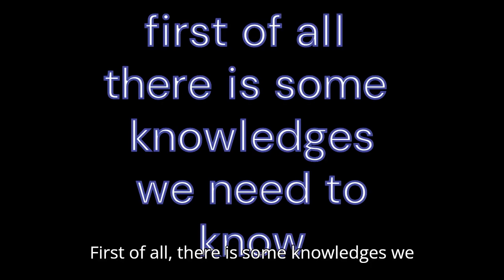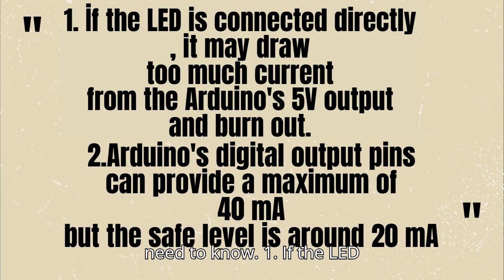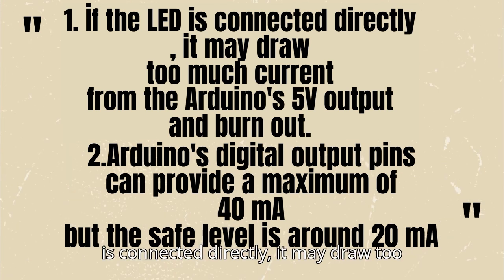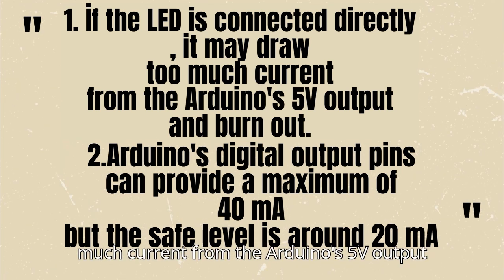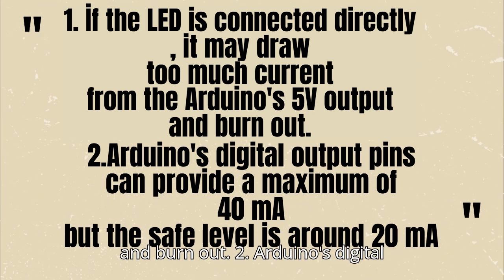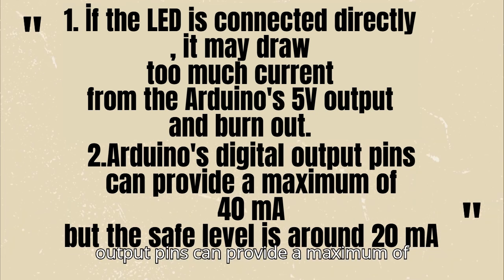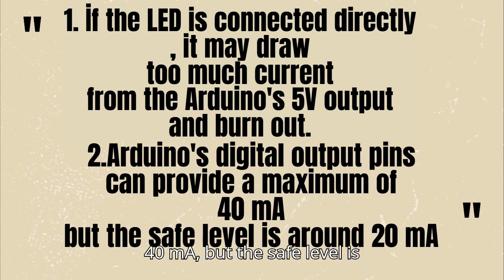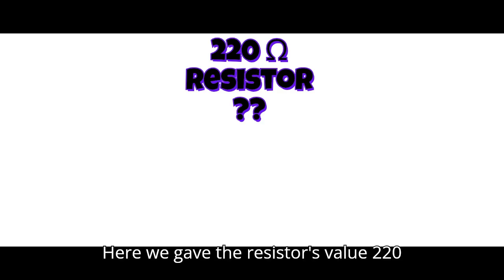First of all, there is some knowledge we need to know. 1. If the LED is connected directly, it may draw too much current from the Arduino's 5V output and burn out. 2. Arduino's digital output pins can provide a maximum of 40 milliamperes, but the safe level is around 20 milliamperes. Here we gave the resistor's value 220 ohm.